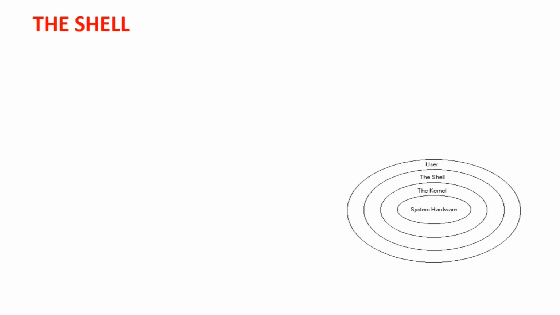So now let us discuss the shell. In this diagram, this is the Unix architecture. Here the shell is the interface between the user and the kernel. If you want to interact with the kernel and the hardware, you need to use the shell. Without that you can't interact with the kernel and you cannot access the system resources.